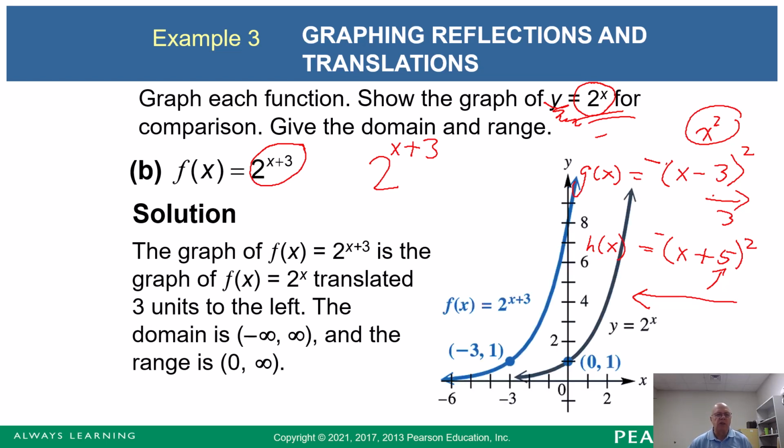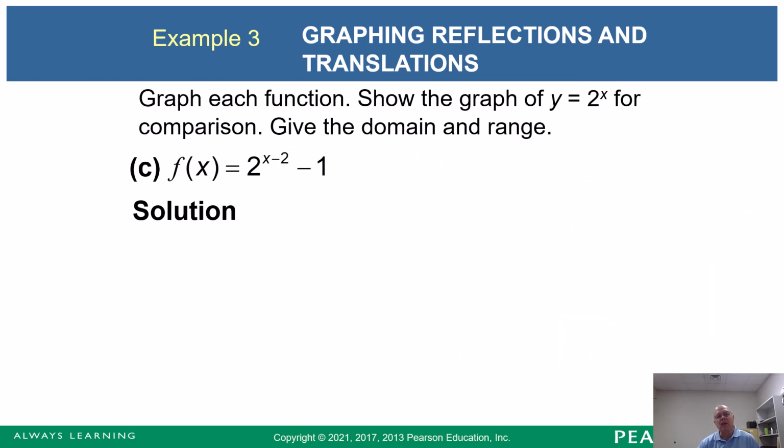And there's some pictures of these. This is the original one here. That's the black one. And the blue one is the graph of 2 to the x plus 3. Notice it's a plus 3, so it moves it in the opposite direction of this sign right here.